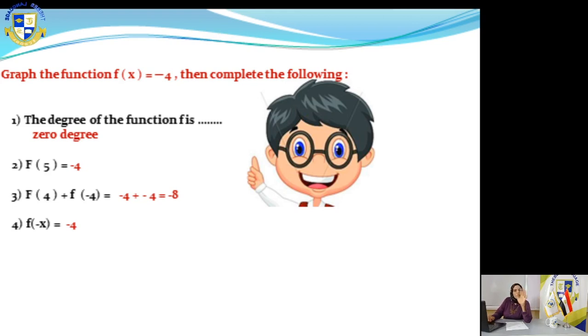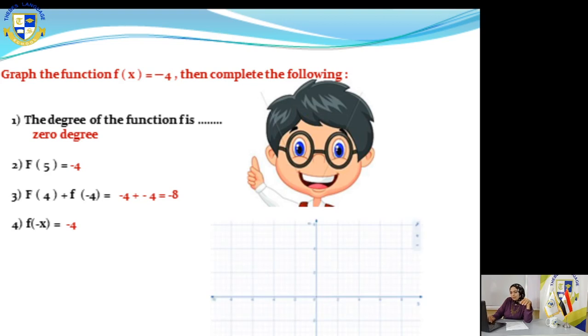f of 7, negative 4. Number 3, find f of 4 plus f of negative 4, which means negative 4 plus negative 4, it will be negative 8. Find f of negative x. Also, it will be negative 4, because it's a constant function, it doesn't change ever. We will move to slide number 7.